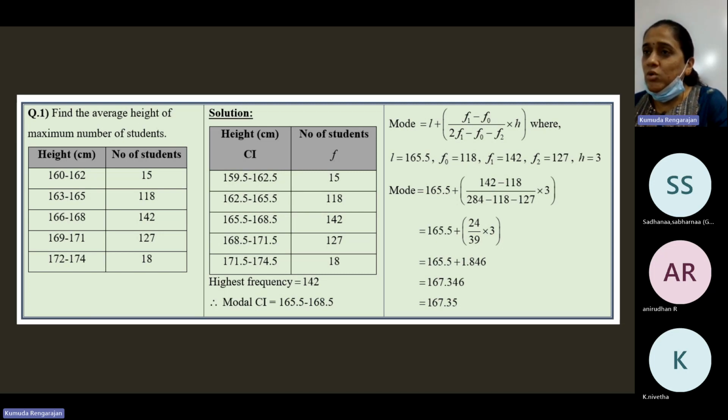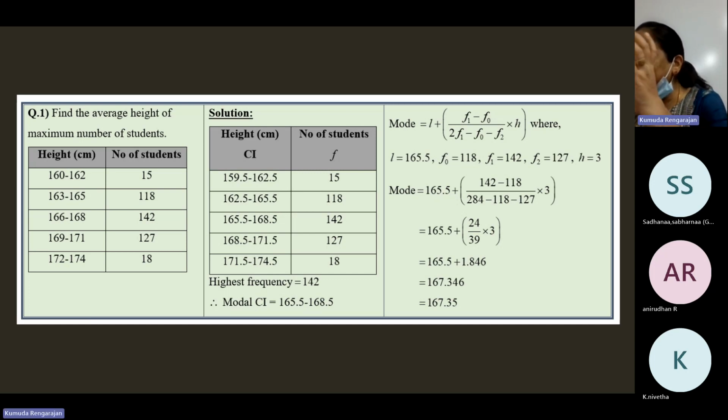Mean, median and mode. In mode, the modal class interval is that with the highest frequency. And see the question here: find the average height. When they say average, it can be mean, median or mode. So you have to decide whether to find the mean height, median height or modal height. All 3 are averages. Mean is an average, median is an average, mode is an average.